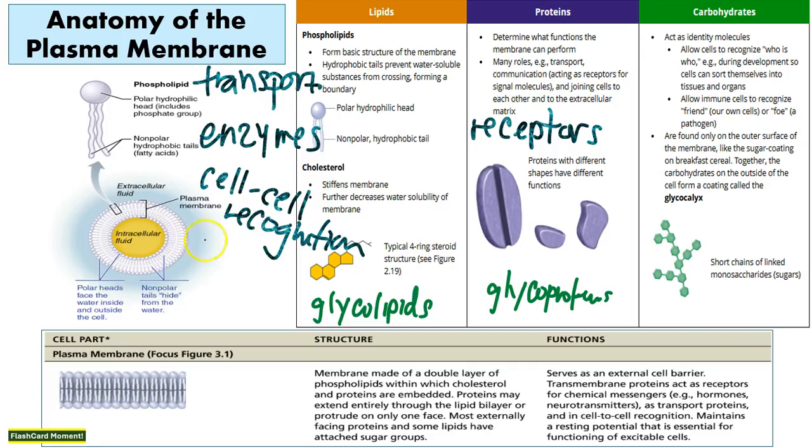We can also say that it's a part of cell-cell joining. Yep, there's proteins that help create cell junctions, which we're going to get into a little later. And those cell junctions are going to help us create tissues. So it actually helps join these different cells together to form those tissues. So proteins in the plasma membrane can do that as well.